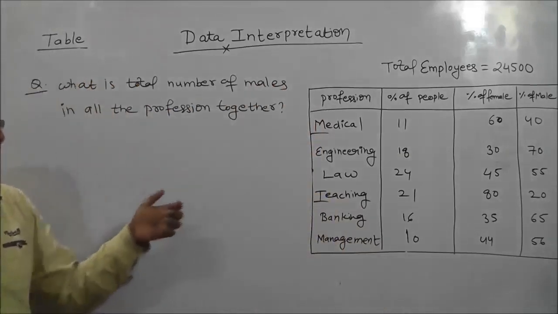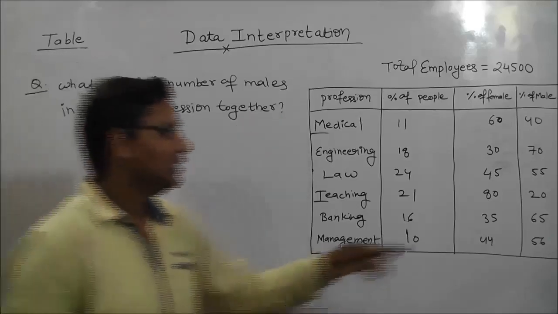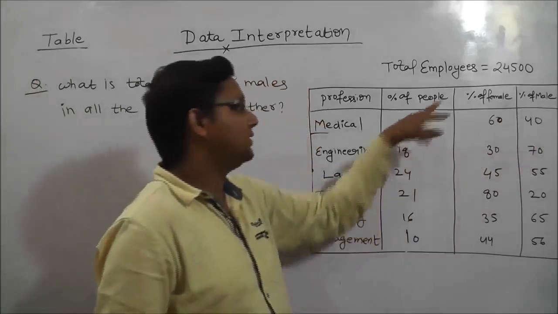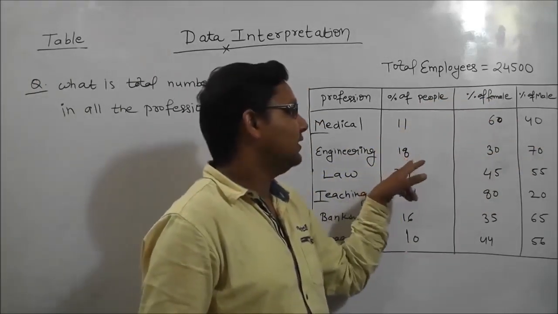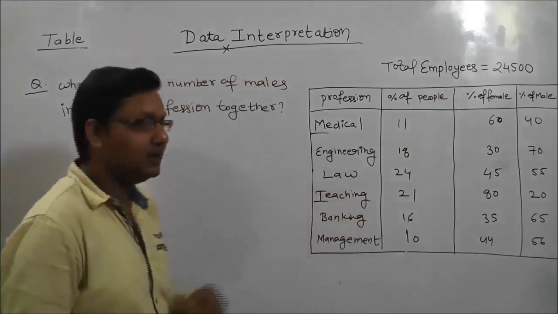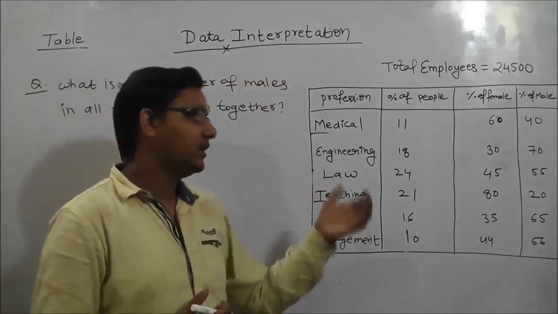So there are 6 departments and we have to find the total number of males, that is 40% of 11% of 24,500 plus 70% of 18% of 24,500 and so on. We have to add all the terms and there is no short trick other than that.